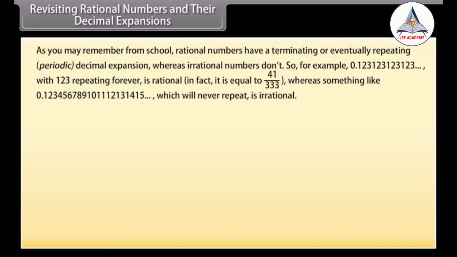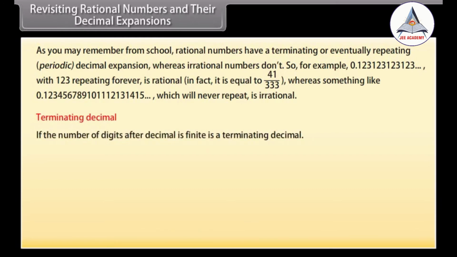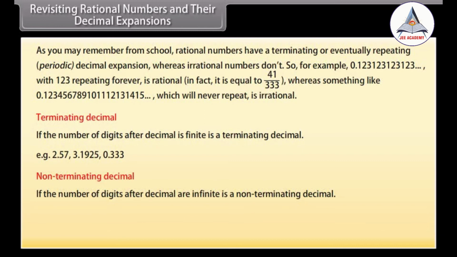Whereas something like 0.123456789101112131415 and so on, which will never repeat, is irrational. Terminating decimal: if the number of digits after the decimal is finite, it is a terminating decimal. Example: 2.57, 3.1925. Non-terminating decimal: 0.333... If the number of digits after the decimal is infinite, then it is a non-terminating decimal.